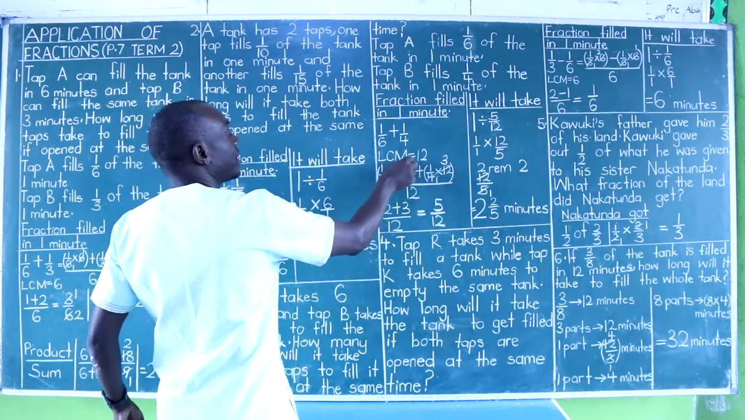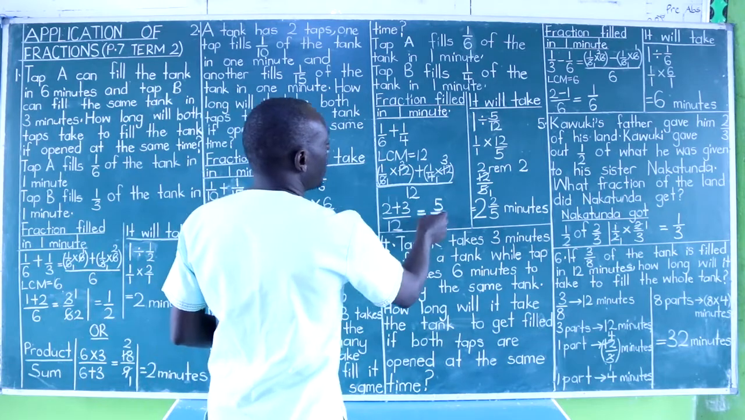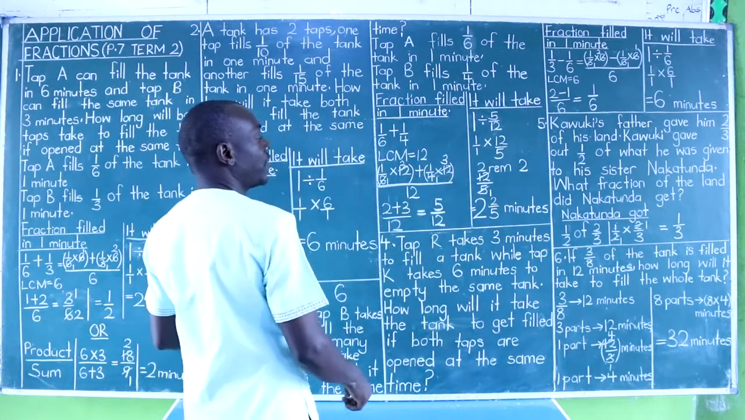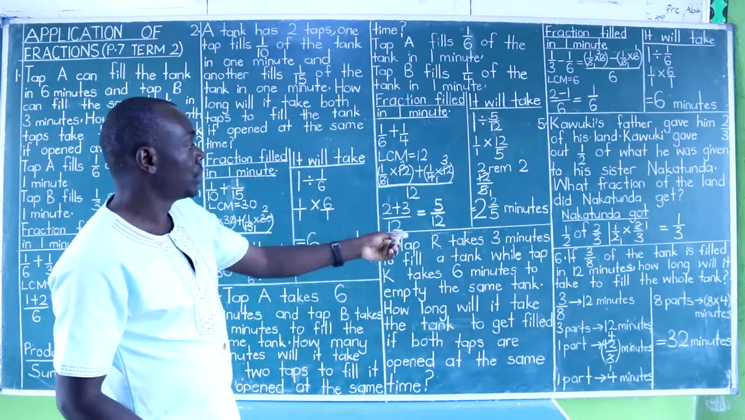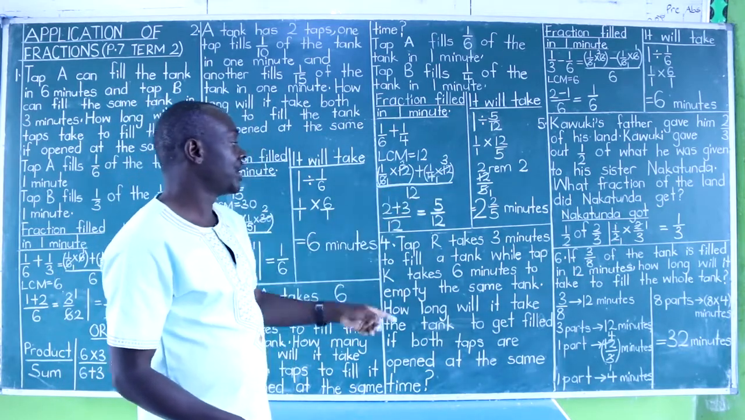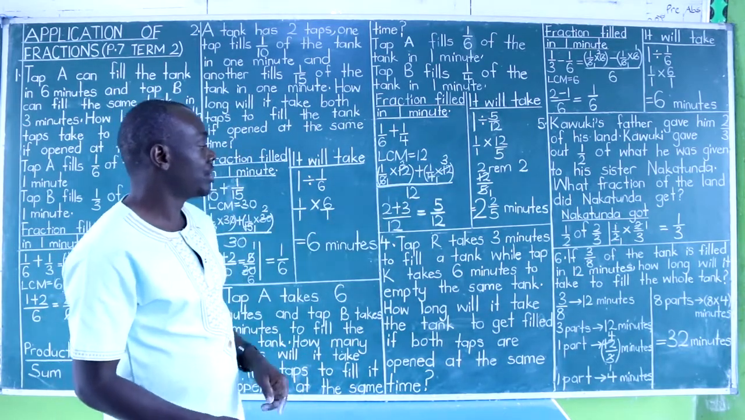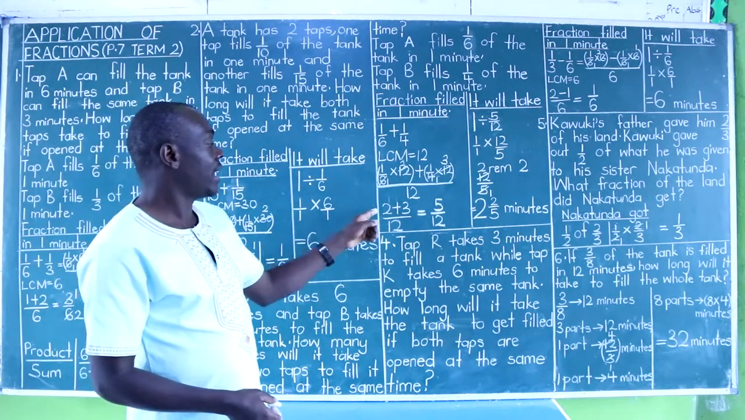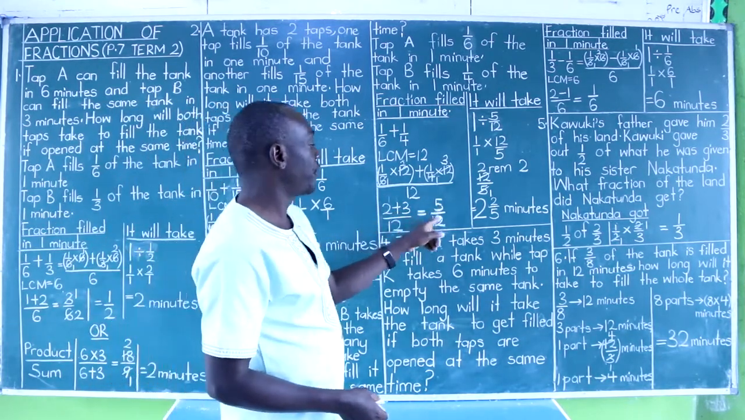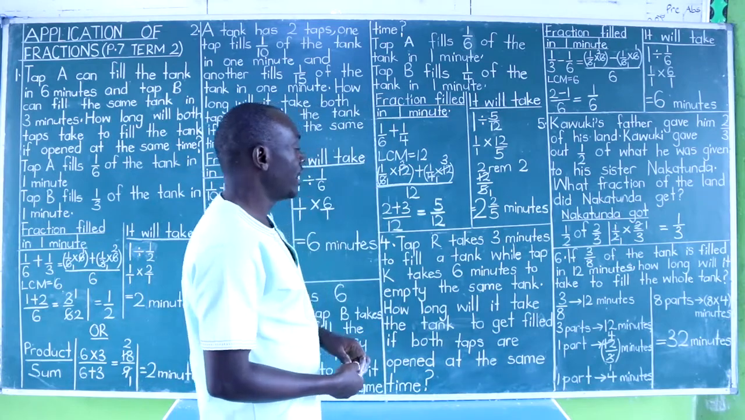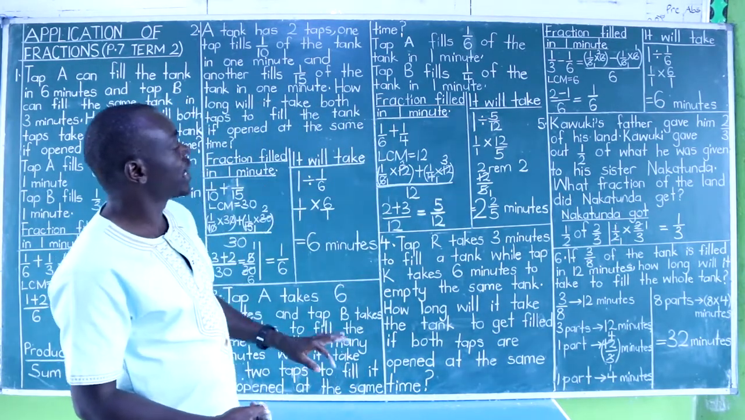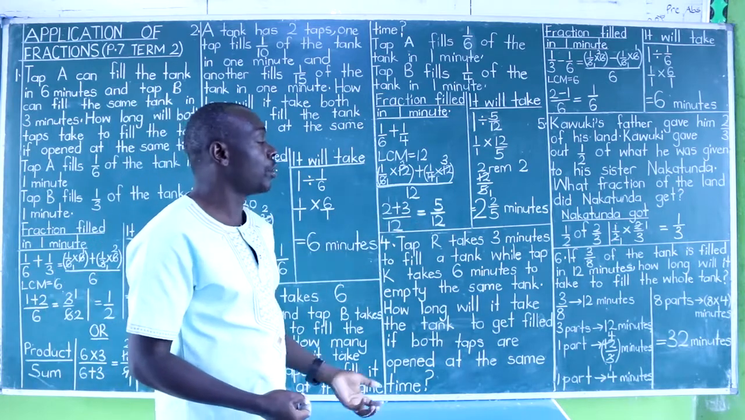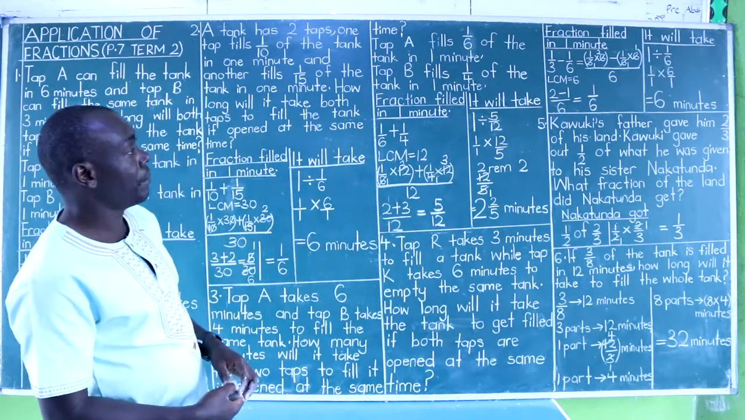12 divided by 6 you get 2. This side by 4 once, then 12 divided by 4 you get 3. And then multiply 1 by 2 to get 2, as well as 1 by 3 to get 3. Out of the denominator 12, then add the numerators 2 and 3 to get 5 out of a constant denominator 12. So these two taps will fill 5 out of 12 of the tank per minute.